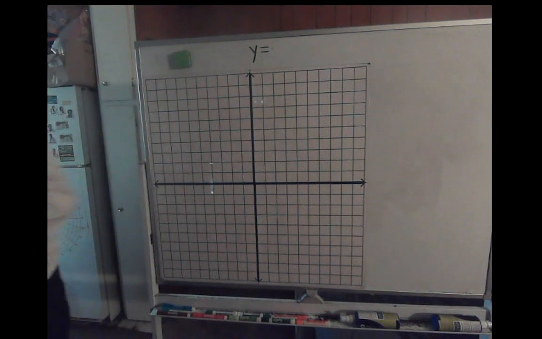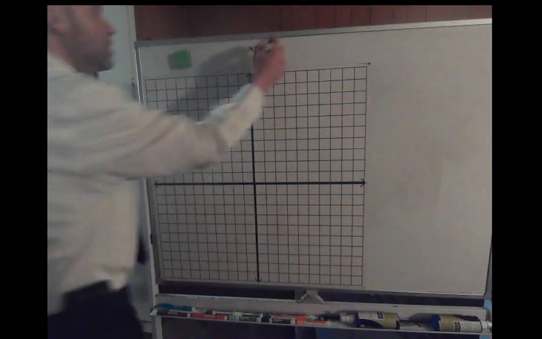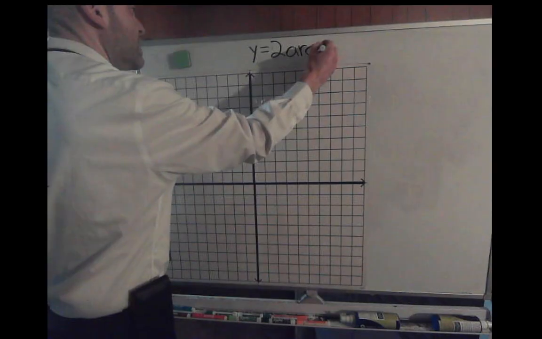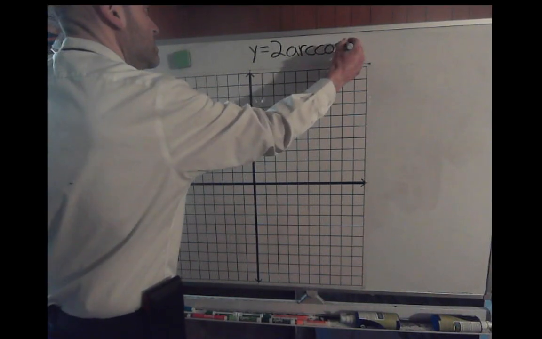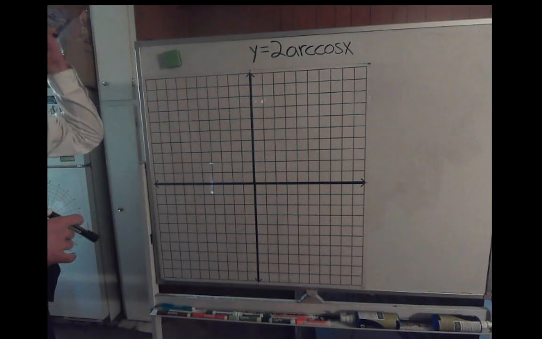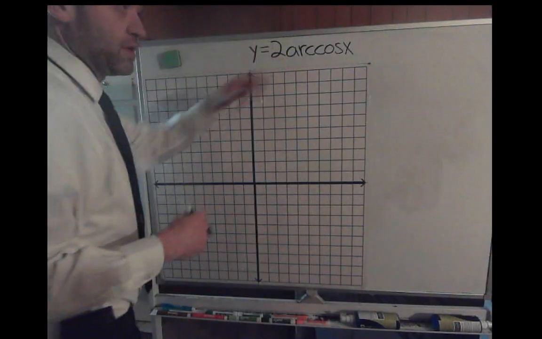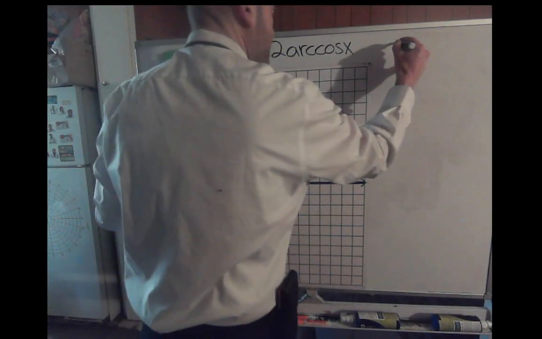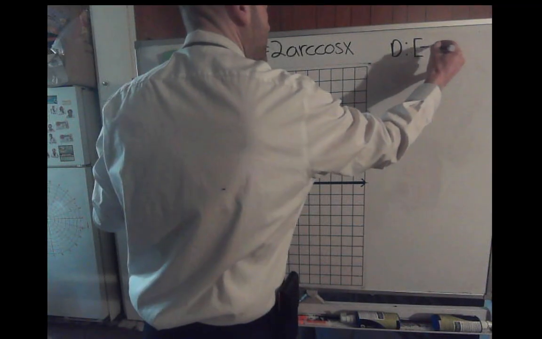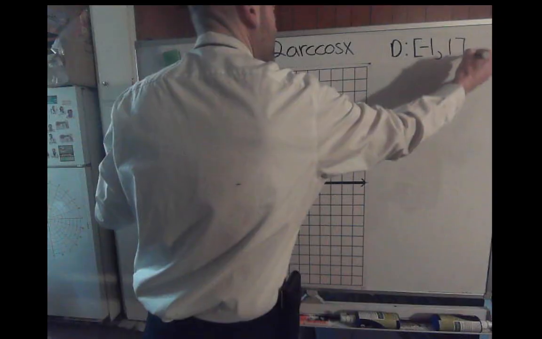So what do we got here? y equals 2 arc cosine of x. Well, this is an arc cosine function, so our domain is still going to be from -1 to 1.